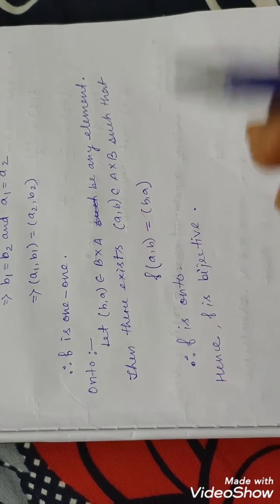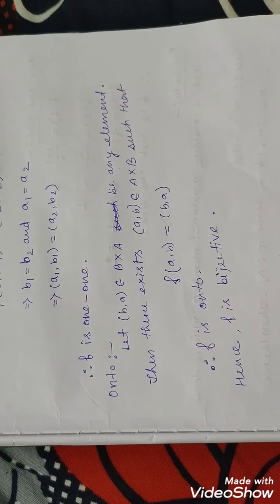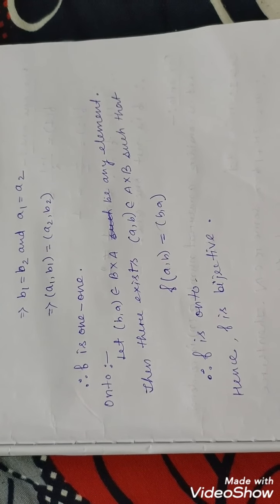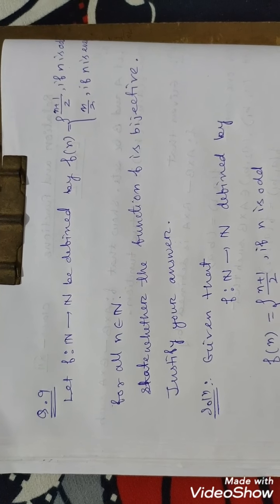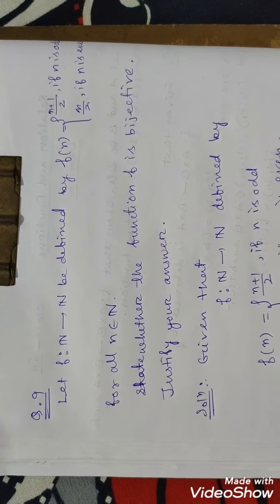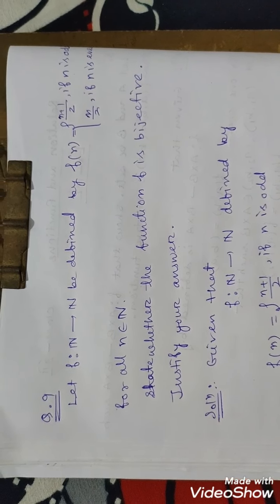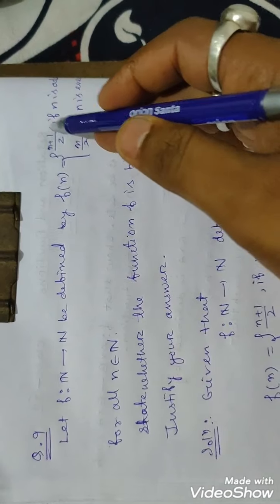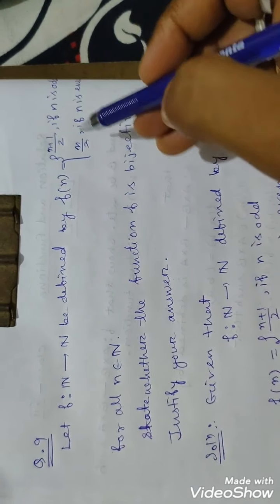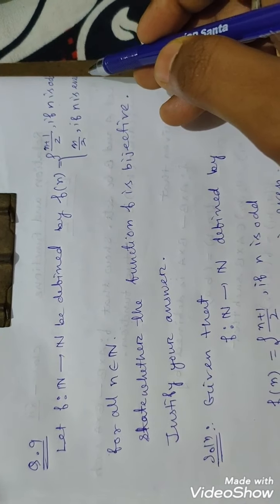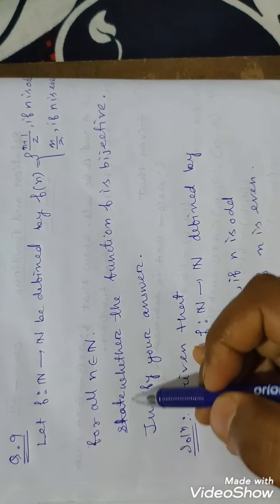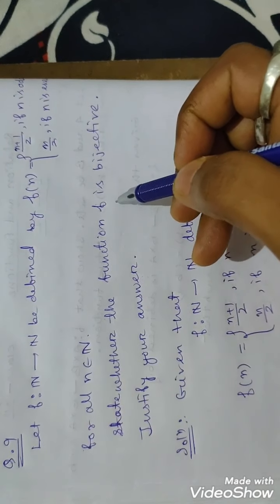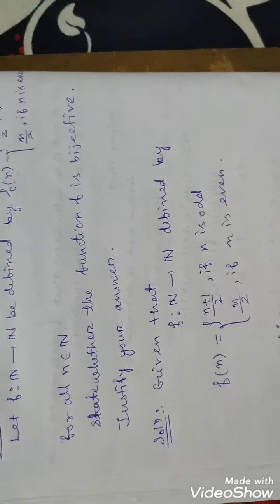Clear? It means if a function is 1-1 and onto, then it is bijective. Okay, now question number 9. It is given f: N → N is defined by f(n) = (n+1)/2 if n is odd, and n/2 if n is even, for all natural numbers n belonging to N. State whether the function f is bijective or not. You have to justify your answer.